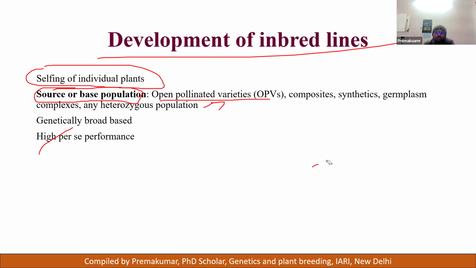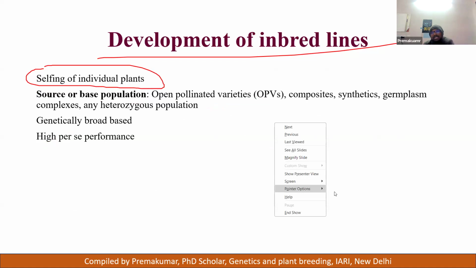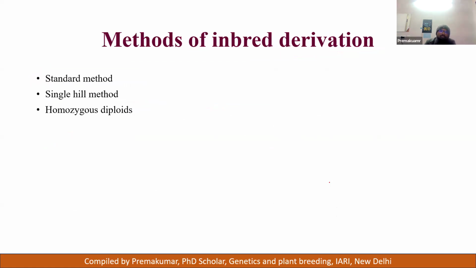Anything like OPVs, composites, synthetics, or germplasm can be used as a source population. You select the individual plant, self it, and develop the inbreds. Then we'll see whether different methods are available for inbred derivation from the source population. One is the standard method, the single hill method, and the homozygous diploid method. We discussed homozygous diploids, what exactly this method is.